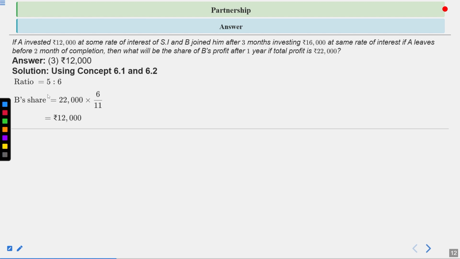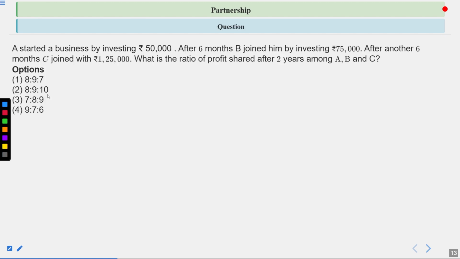Next one. A started a business by investing 50,000 rupees. After 6 months, B joined him by investing 75,000 rupees. After another 6 months, C joined with 1,25,000 rupees. What is the ratio of profit shared after 2 years among A, B and C? Now you have 4 options.